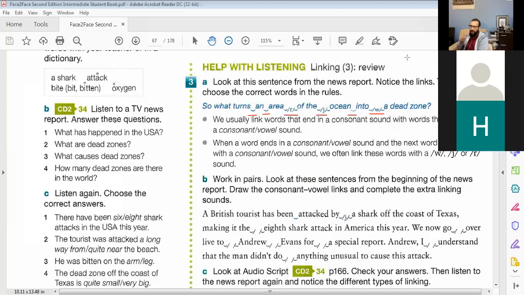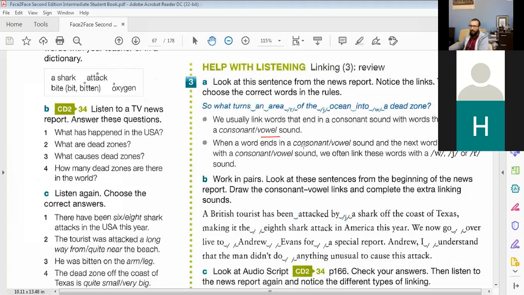Is there any rules for this? There are a few rules. One of the rules is, if you have a consonant sound, if for example the last letter is a consonant and the first letter is a vowel, then you will have a link. So this is actually the first rule. We link words that end in a consonant with words that start with a vowel, like turns an area. So this happens.